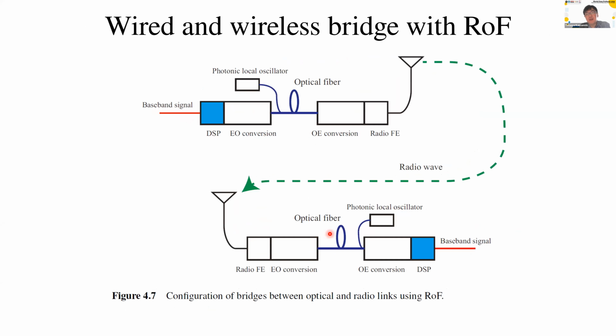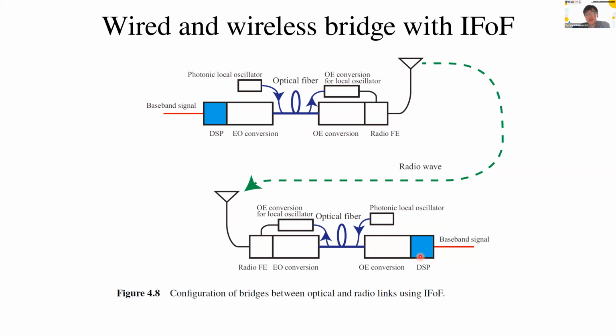But if we can use radio over fiber, we can skip some DSPs. If we can have comprehensive signal processing for the radio part and the optical part, we can skip some of the digital signal processing. This is the basic concept of radio over fiber for seamless access network.